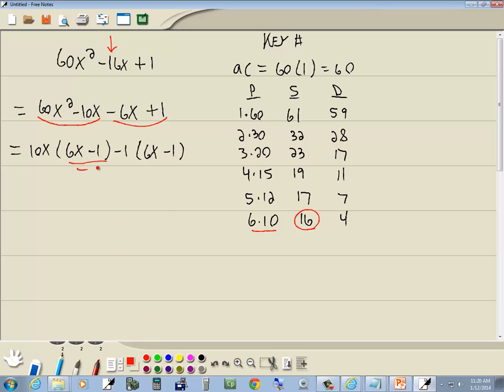Now our goal was to get this parentheses the same as this parentheses, which they are. So I'll factor out a 6x minus 1. Now to decide what goes in your second set of parentheses, you come up here and you cross out the 6x minus 1s, and what isn't crossed out is what goes right here, which would be 10x minus 1. So our answer is 6x minus 1 times 10x minus 1.